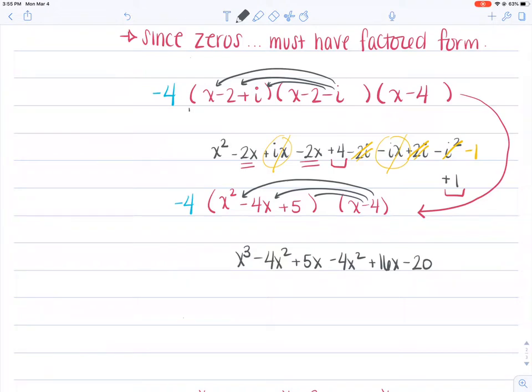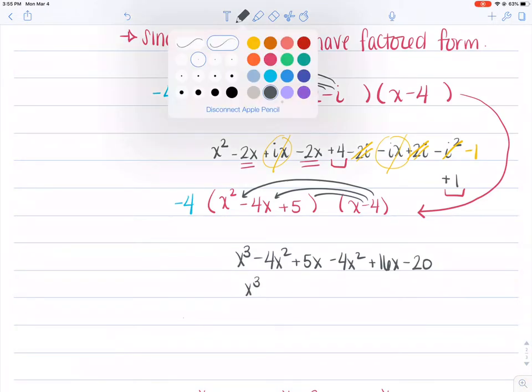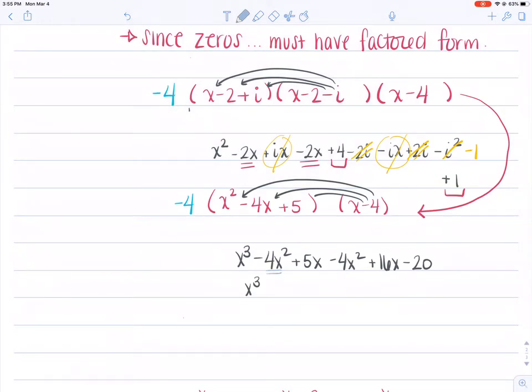So now I'm going to combine like terms again. I have x cubed. I've got negative 4x squared and negative 4x squared, which is going to give me negative 8x squared. And then I have positive 5x and positive 16x, which is going to give me positive 21x, and then carry down the minus 20.